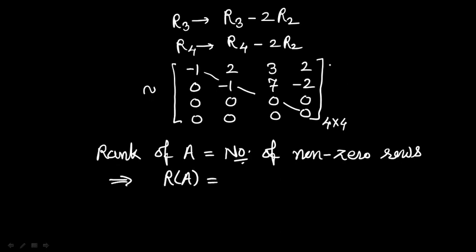Here the first row is non-zero, and the second row is also non-zero. In the third row, all 4 elements are 0, therefore we cannot consider it for the rank, and the fourth row again has all elements 0. Therefore the number of non-zero rows is only 2, and this is the required answer. In this way we solve the rank problems for 3 by 3 and 4 by 4 matrices.